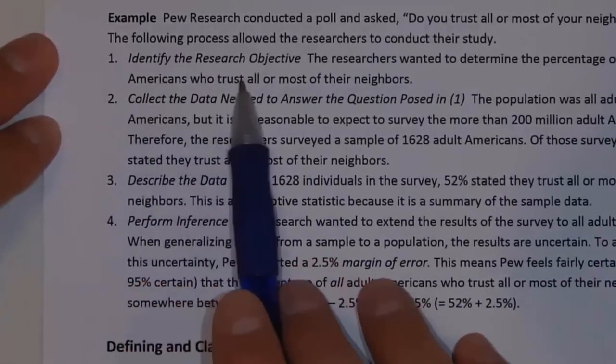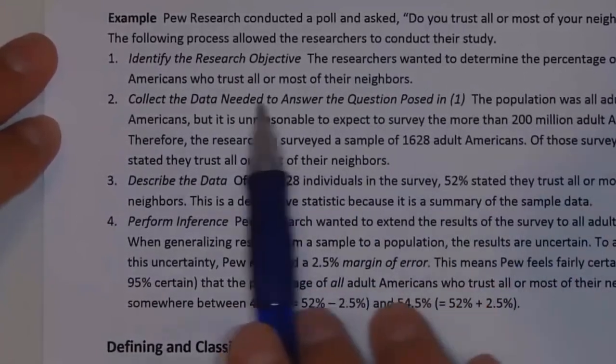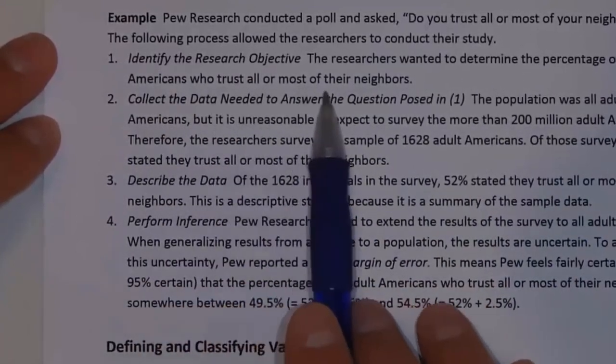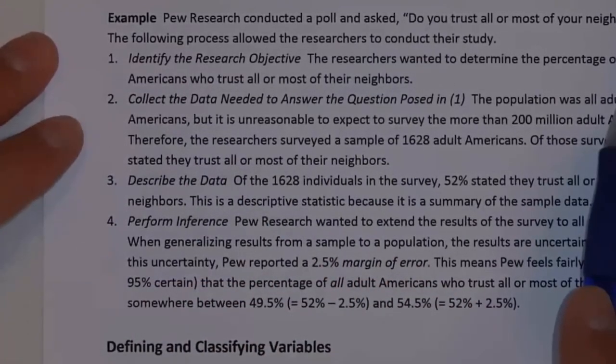The first thing, identify the research objective. The researchers wanted to determine the percentage of adult Americans who trust all or most of their neighbors. So that's their question, right? That's the question they're trying to answer. That's the objective.